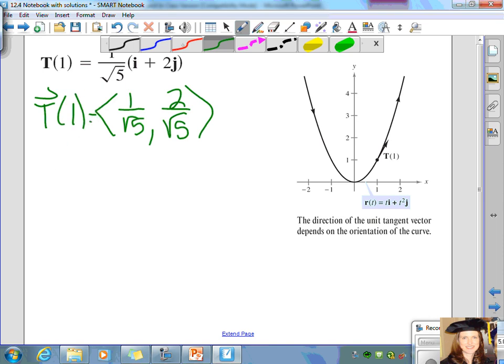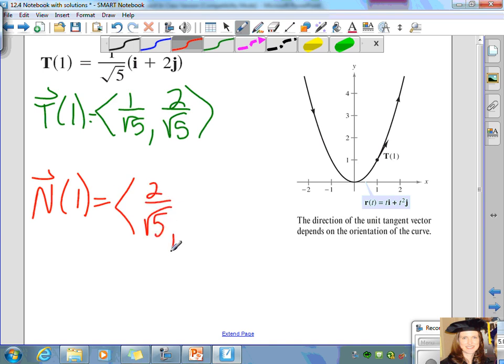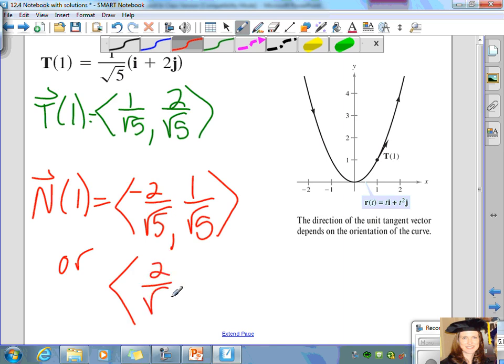Now the principal unit normal vector is either going to be, we reverse the order of the components, and you make one of them negative, or the opposite sign. So it's either going to be this one where the first one is the opposite sign, or it's going to be 2 over square root of 5, negative 1 over square root of 5.